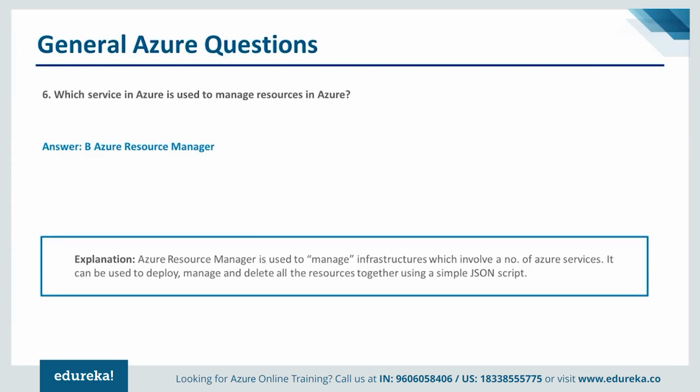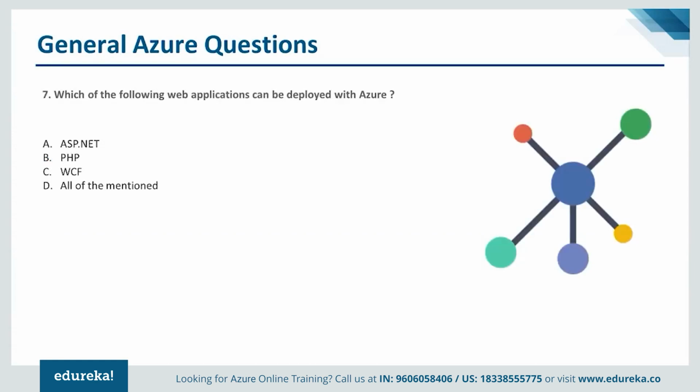When ARM came, a lot of different things started coming in. Tags were one of them, and resource groups were another. If you are familiar with resource groups and tags, great. If you're not, just go to Google and search for it and you'll find your answers. Then you have a few questions. Which of the following web applications can be deployed with Azure? We can, of course, put ASP.NET applications in Azure. Now you might have a question, where exactly can I deploy these applications?